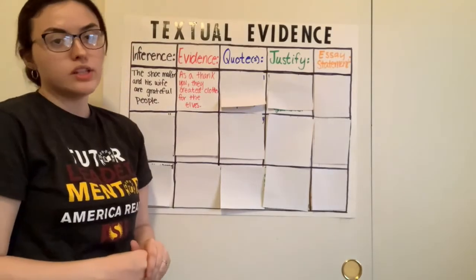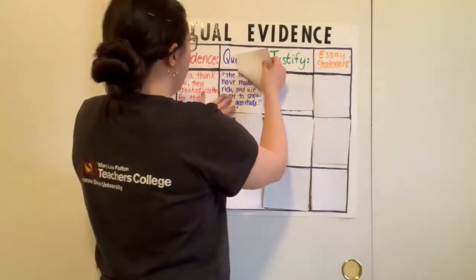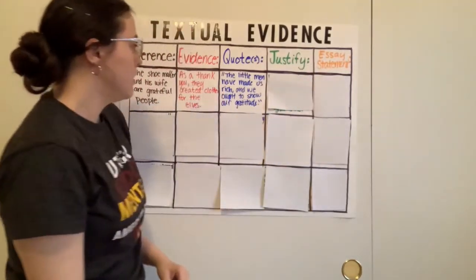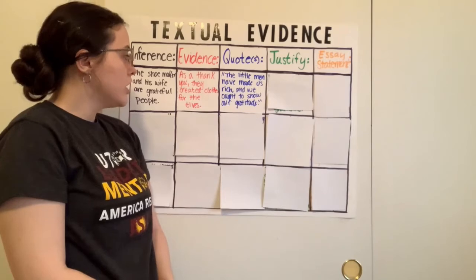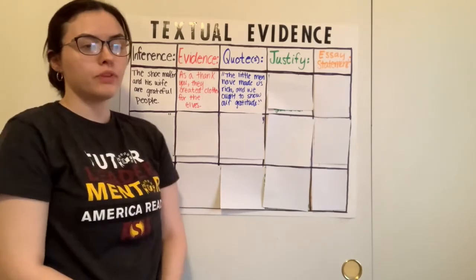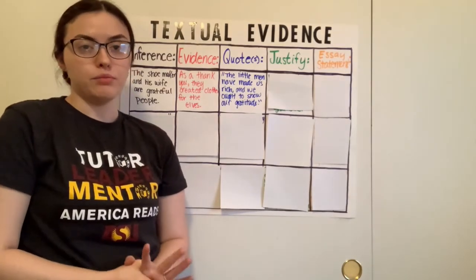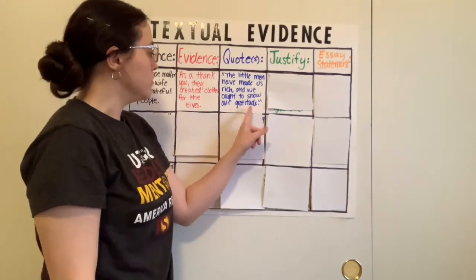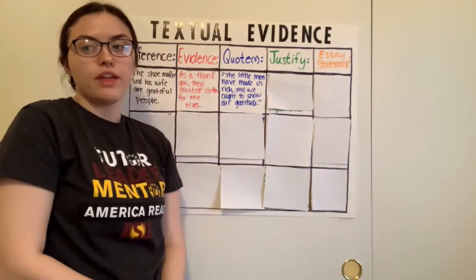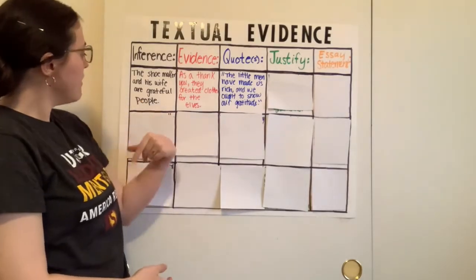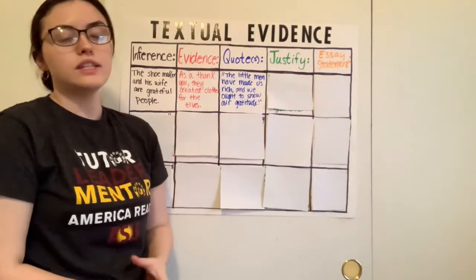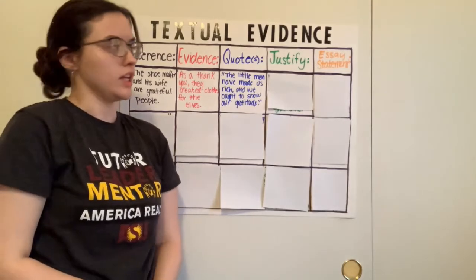The quote we have to support this is, "The little men have made us rich, and we ought to show our gratitude." This quote is a perfect example as they use the word gratitude. Gratitude is another word for thankful, and thankful can also be used as a synonym for grateful. This is why this is a perfect quote for this inference.